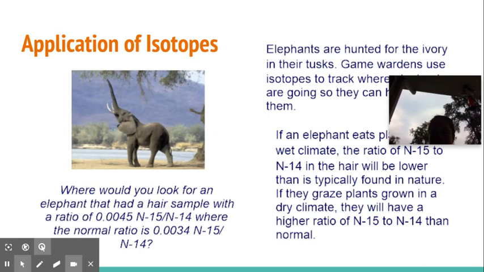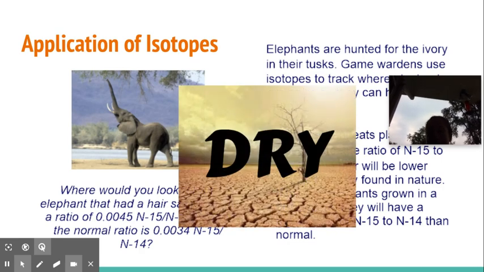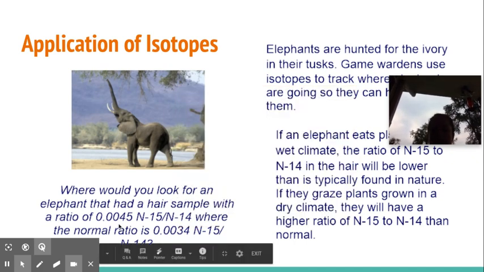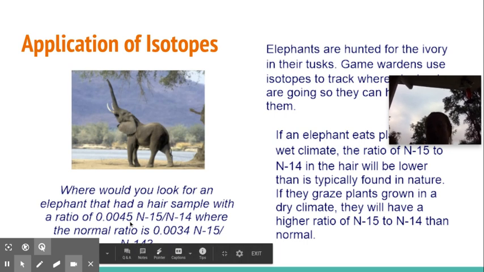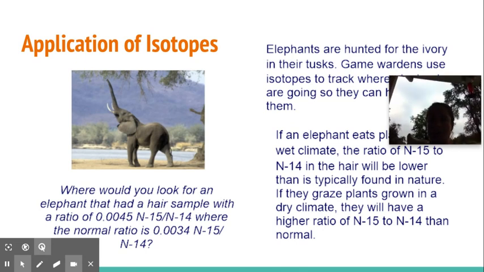All right. And if you said a dry climate, then you are correct. Because let me just go back, 0.0045 is larger than 0.0034. And we said over here that for N15, we would have a higher ratio or a larger number than normal for a dry climate. So just a little real world application there.